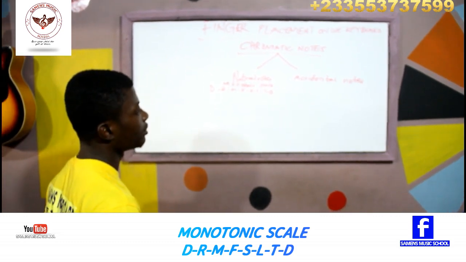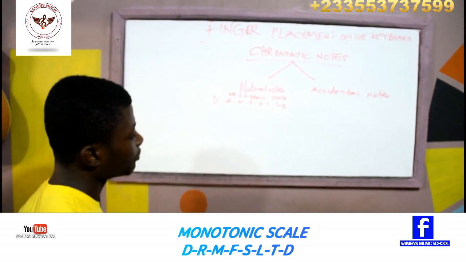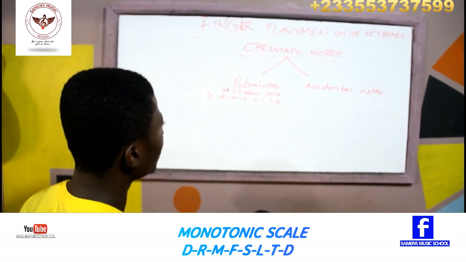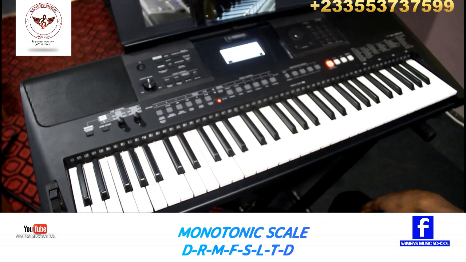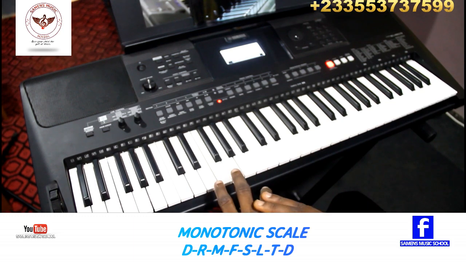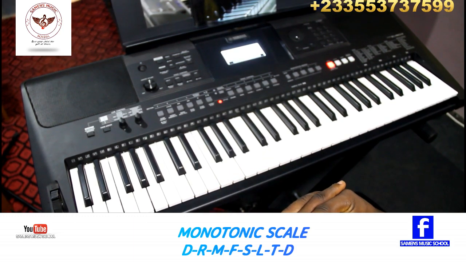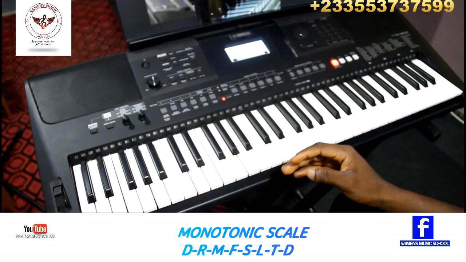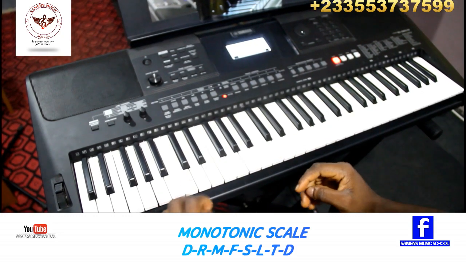So that's it. Let's go on the keyboard as I play with the right hand before we do the left hand. Let's start. Okay. Now, as I said, we have the monotonic scale being Do, Re, Mi, Fa, Sol, La, Ti up to Do. The only difference between it and the natural notes is that the natural notes end at Ti, and that's why we repeat the first note, Do.